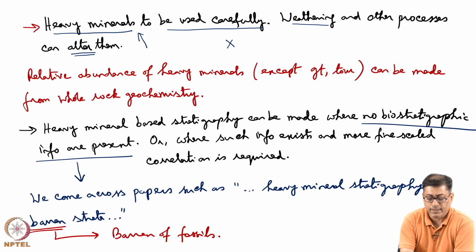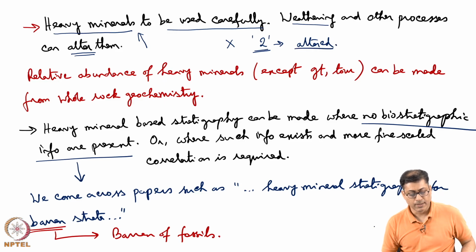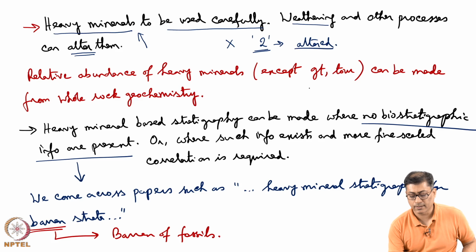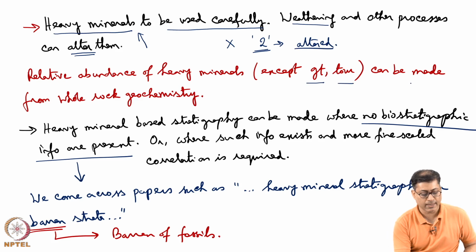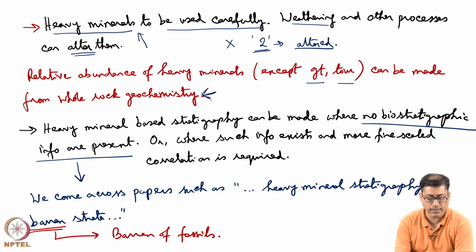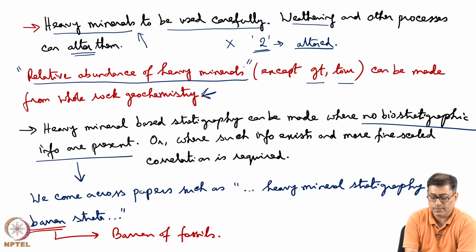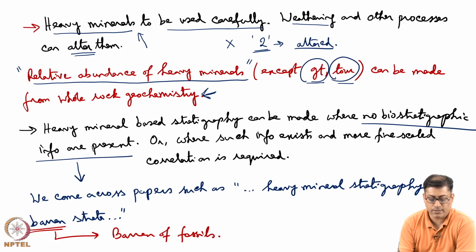Suppose a heavy mineral X is collected 2 in number, 2 grains, and then both of them are altered. Then should we count or should we ignore remains a question while studying the heavy minerals. The relative abundance of heavy minerals, and here the exceptions are garnet and tourmaline, can be made from the whole rock geochemistry. Suppose we have done a whole rock geochemistry, not just looking at specific heavy minerals, but all the minerals are taken care, then from there is a way to find out the relative abundance of the heavy minerals. But in this case, 2 heavy minerals will be excluded, which are garnet and tourmaline.